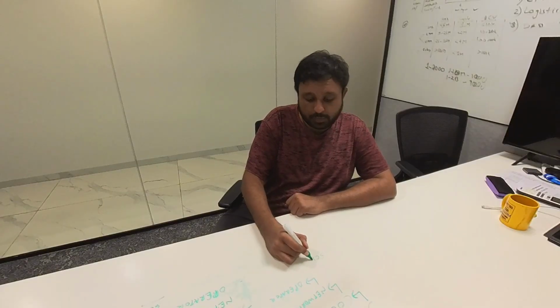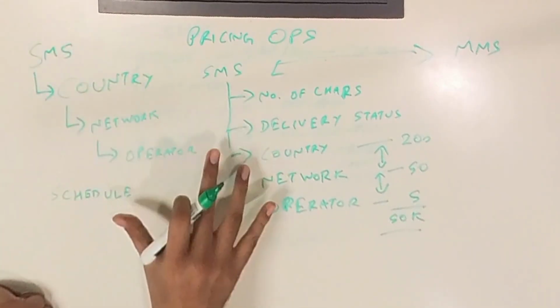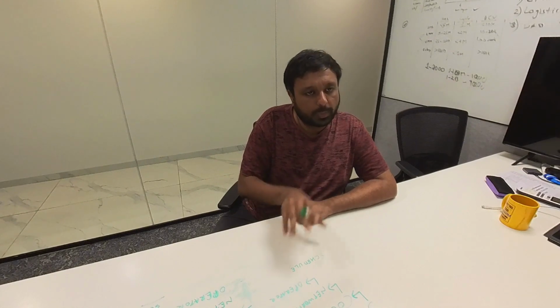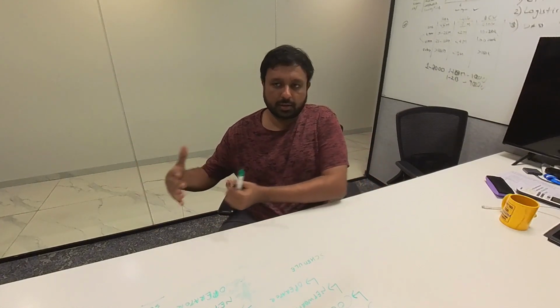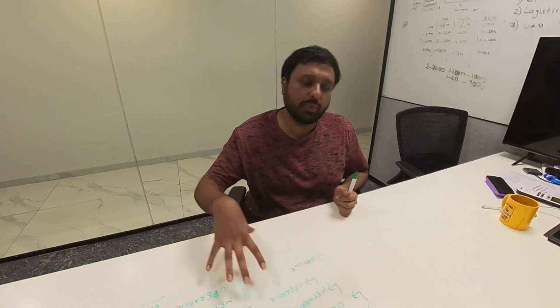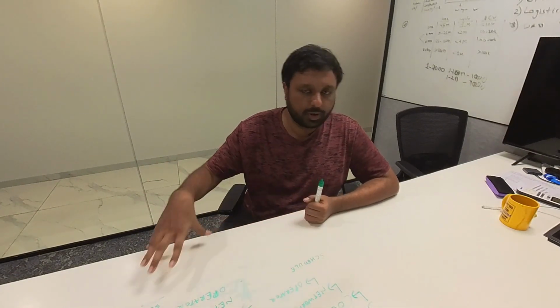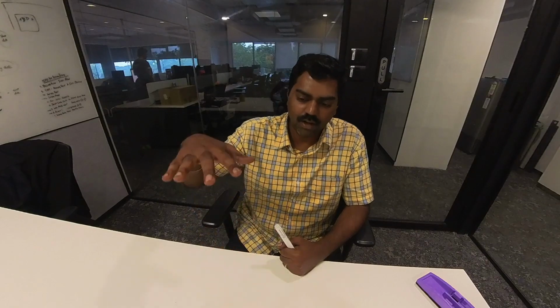So we do have a requirement called a schedule. For every combination in this hierarchy, they would want to manage a schedule for each price point and be able to say that in advance. So for the next, say, 60 days, this is the price for this particular combination of country, network, operator, and beyond that it is a different price point. So basically in this tree we are adding a new dimension of time.